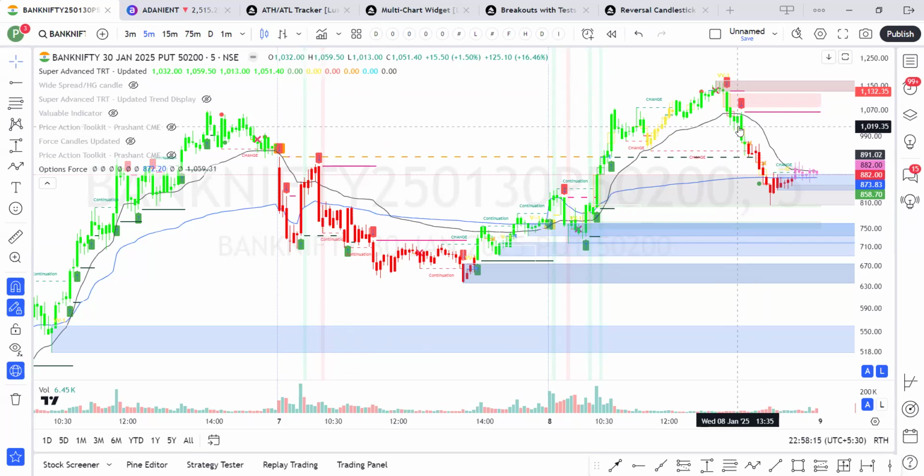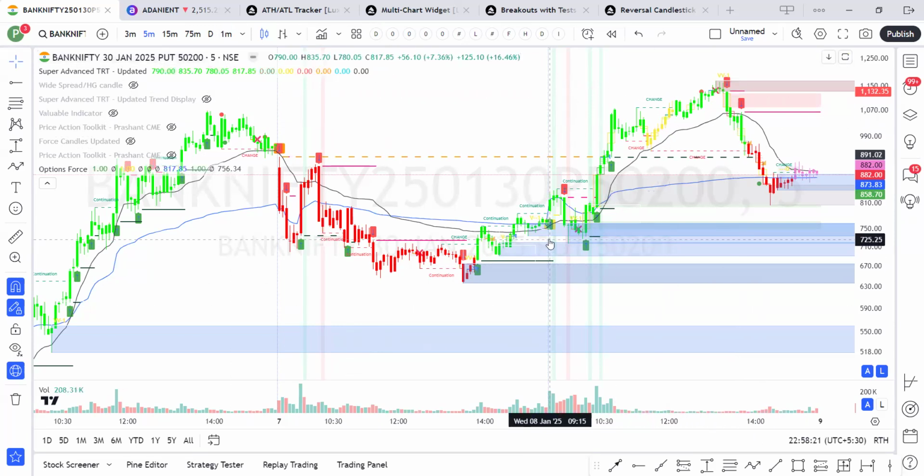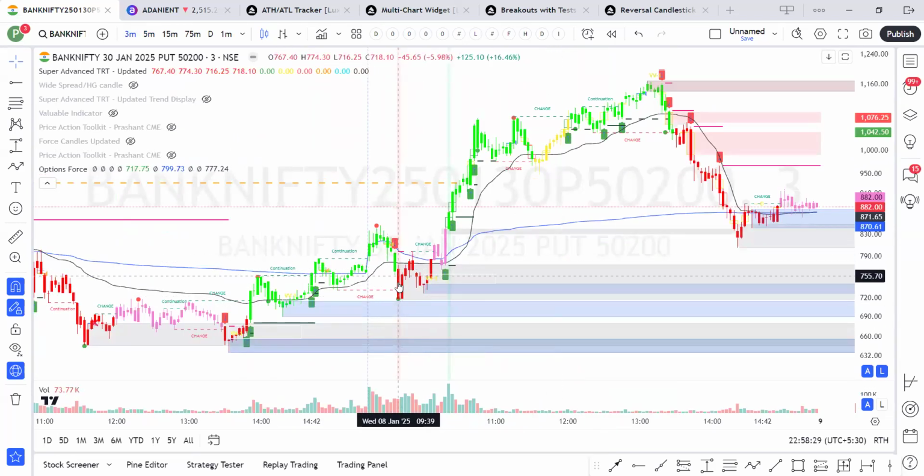Sir, this is the put buying chart we are seeing, right? Yes, this is the put chart. And sir, in the 3 minute chart in this Bank Nifty, you said it hit the stop loss. Please explain how. See, the candle color has turned red here. The day started here.